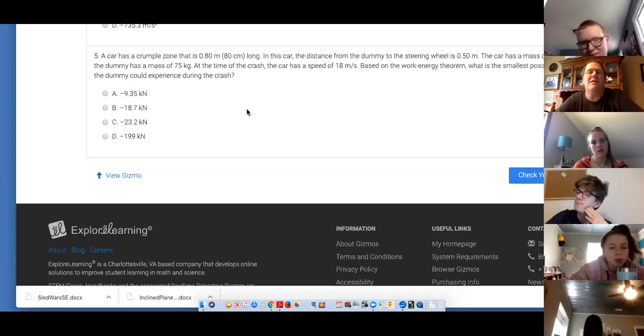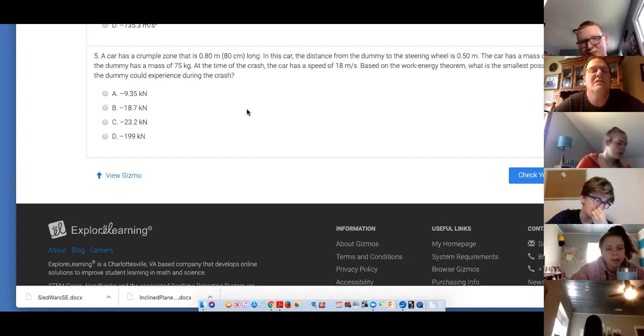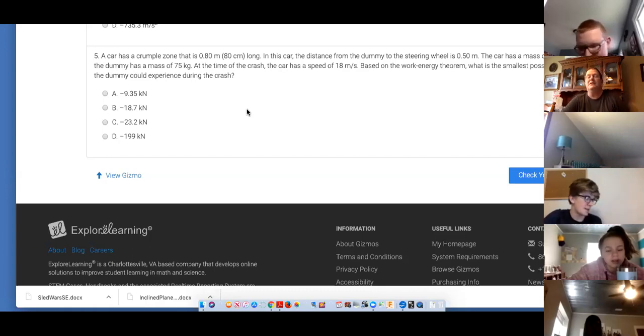Oh, okay, I did it wrong. We don't need the mass of the car, because the question is what's the force on the dummy. So let's start over. Push clear. Take the velocity squared, so 18 times 18 again.